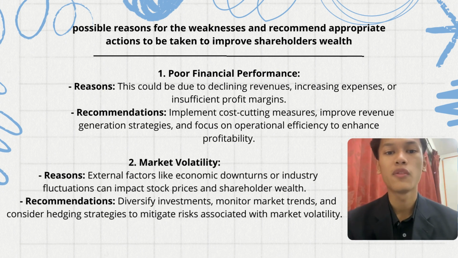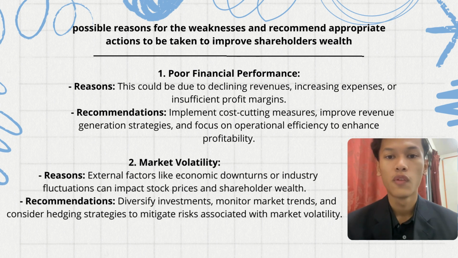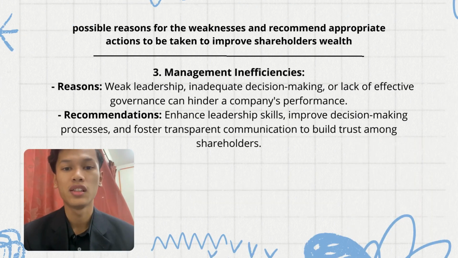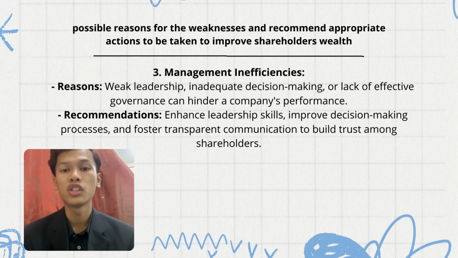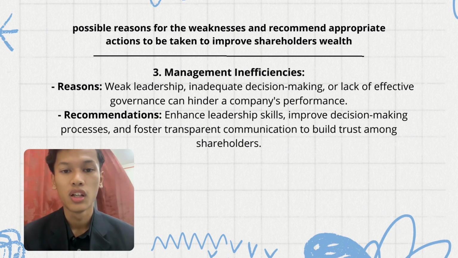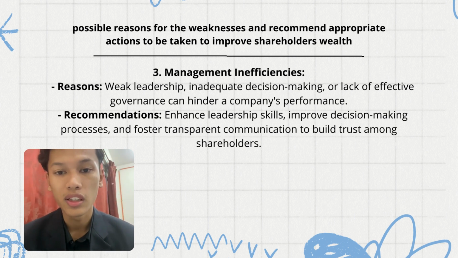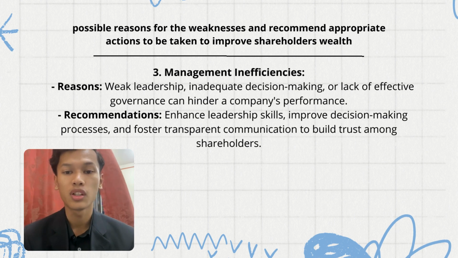Next, external factors that might affect stock prices and shareholder wealth include industry volatility and economic downturns. For this reason, it is advised that the business diversify its investments, keep an eye on market developments, and think about using hedging techniques to reduce the risk brought on by market volatility. And the last reason is inefficiencies in management. A company's performance might be hampered by ineffective governance, poor leadership, or poor decision making. Thus, in order to develop trust among stakeholders, the organization might strengthen leadership abilities, improve decision making procedures, and promote open communication.